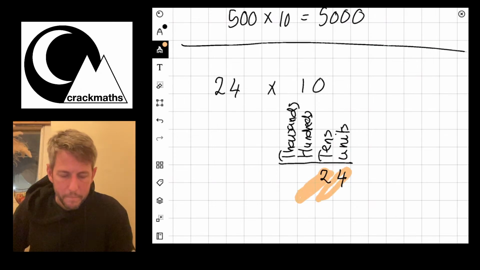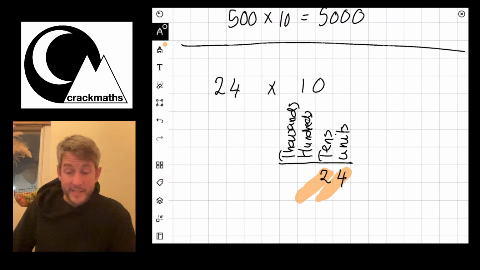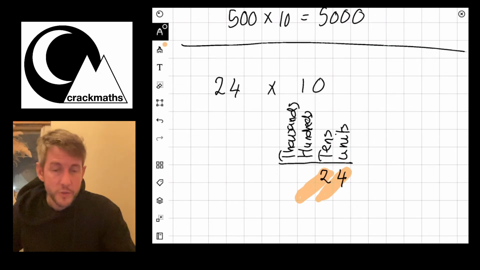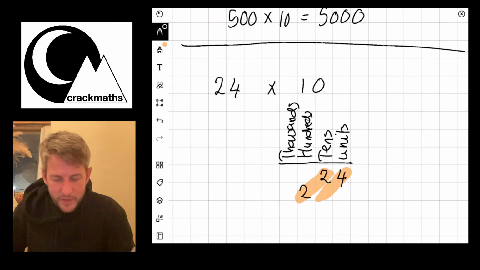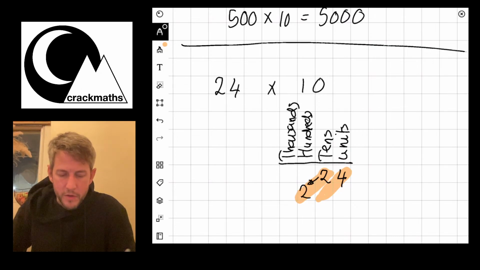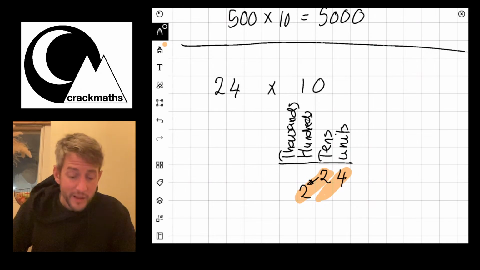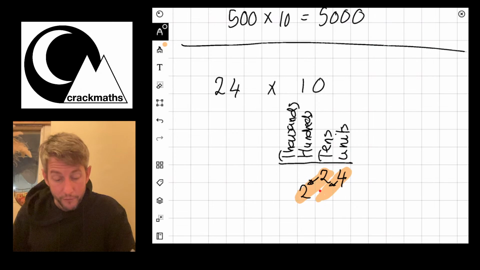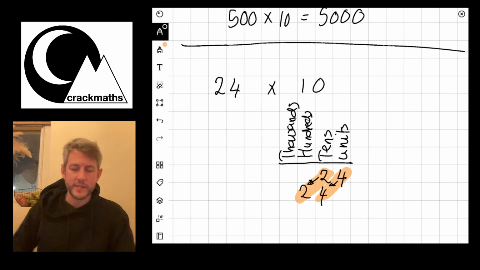Okay, so 10 lots of the 2 means that it's 10 lots of 20, so that becomes 200. So the 2 goes into this column. 10 lots of the 4 is going to be 40. Okay, so that goes into here.